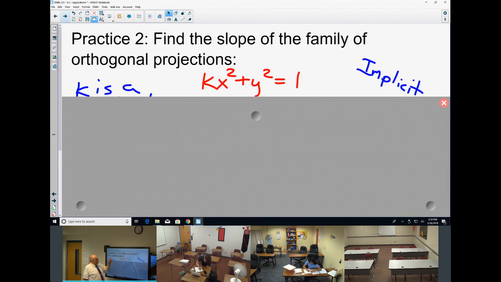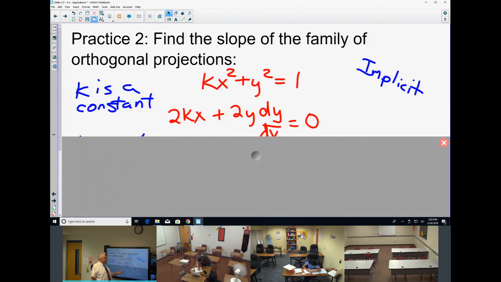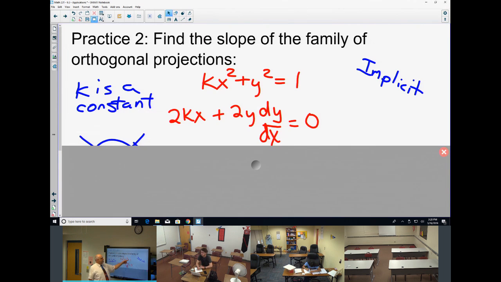All right, so Jada, what's the derivative of y squared? 2y. Oh, dy dx. Dy dx, because whenever you take the derivative of y with respect to x, you've got to throw in the dy dx. And then the derivative of 1 is 0. Okay, so now you have to solve that for dy dx. So get dy dx by itself.